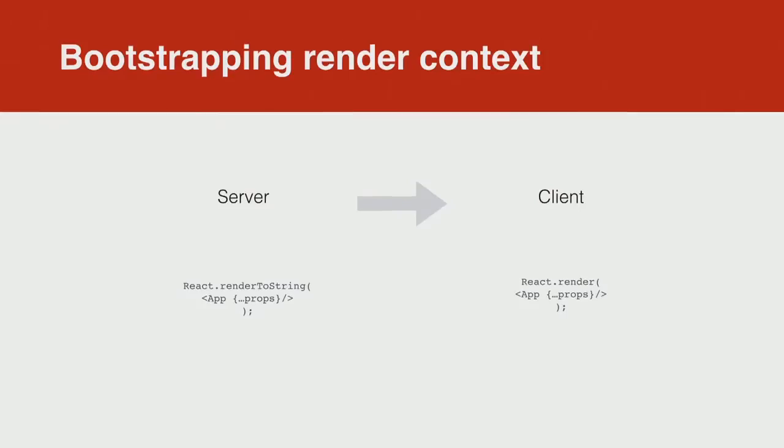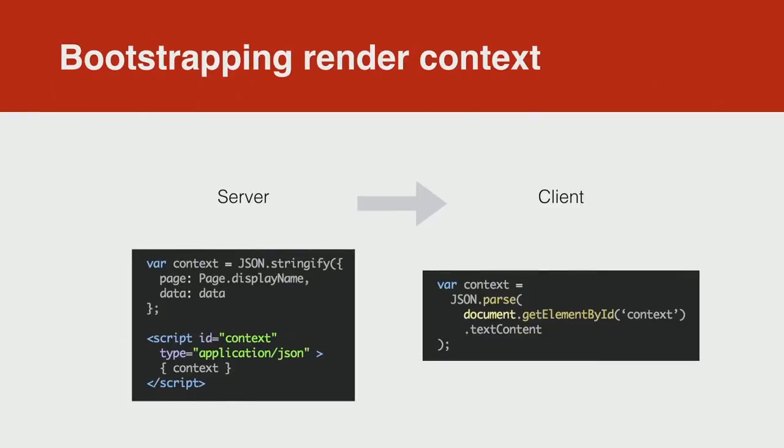We don't get that from just rendering on the server. We need to re-render on the client after rendering on the server. So how do we bootstrap this render context? It's quite simple. You just take everything that went into the rendering process on the server, dump it into a JSON object on the server, and inline it into a script tag in your HTML response.